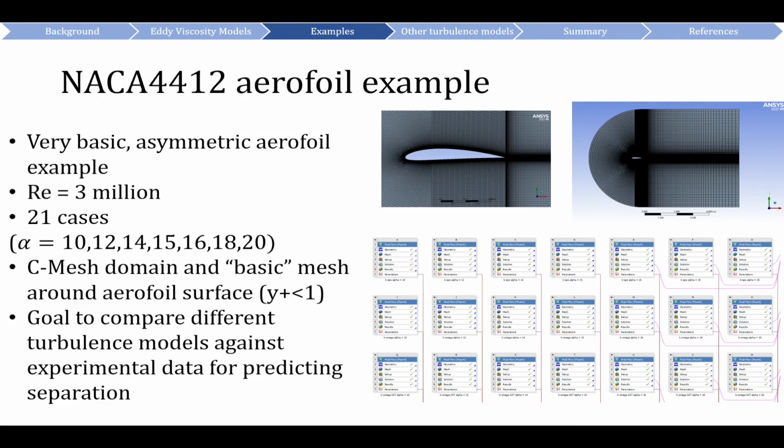So I conducted a study in ANSYS of a NACA 4412 airfoil using the K epsilon model, the K omega model, and the K omega SST model. NACA 4412 is a very basic asymmetric airfoil. I studied all three turbulence models over a variety of angles of attack, all the angles of attack shown here. It was 21 cases in total. The Reynolds number was 3 million, and I had a Y plus value of less than 1, so basically I had quite a fine mesh around my airfoil to properly model the viscous sublayers. What I wanted to do was compare these different turbulence models with each other and see which model could best predict the stall on the airfoil.